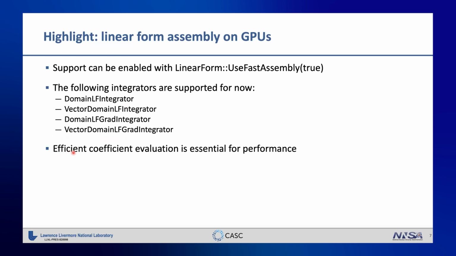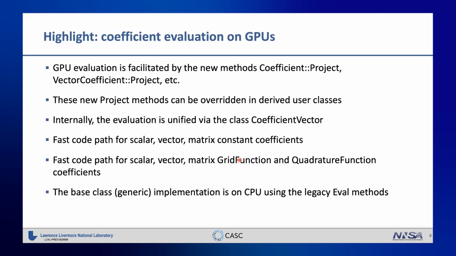And basically, the main ingredient in the linear forms, or one of the main ingredients, is really any coefficients that are included, that are provided to the linear form integrator construction. Coefficients, their fast evaluation is essential for performance. So that's why we also looked at the next topic, highlighted here, coefficient evaluation on GPUs.